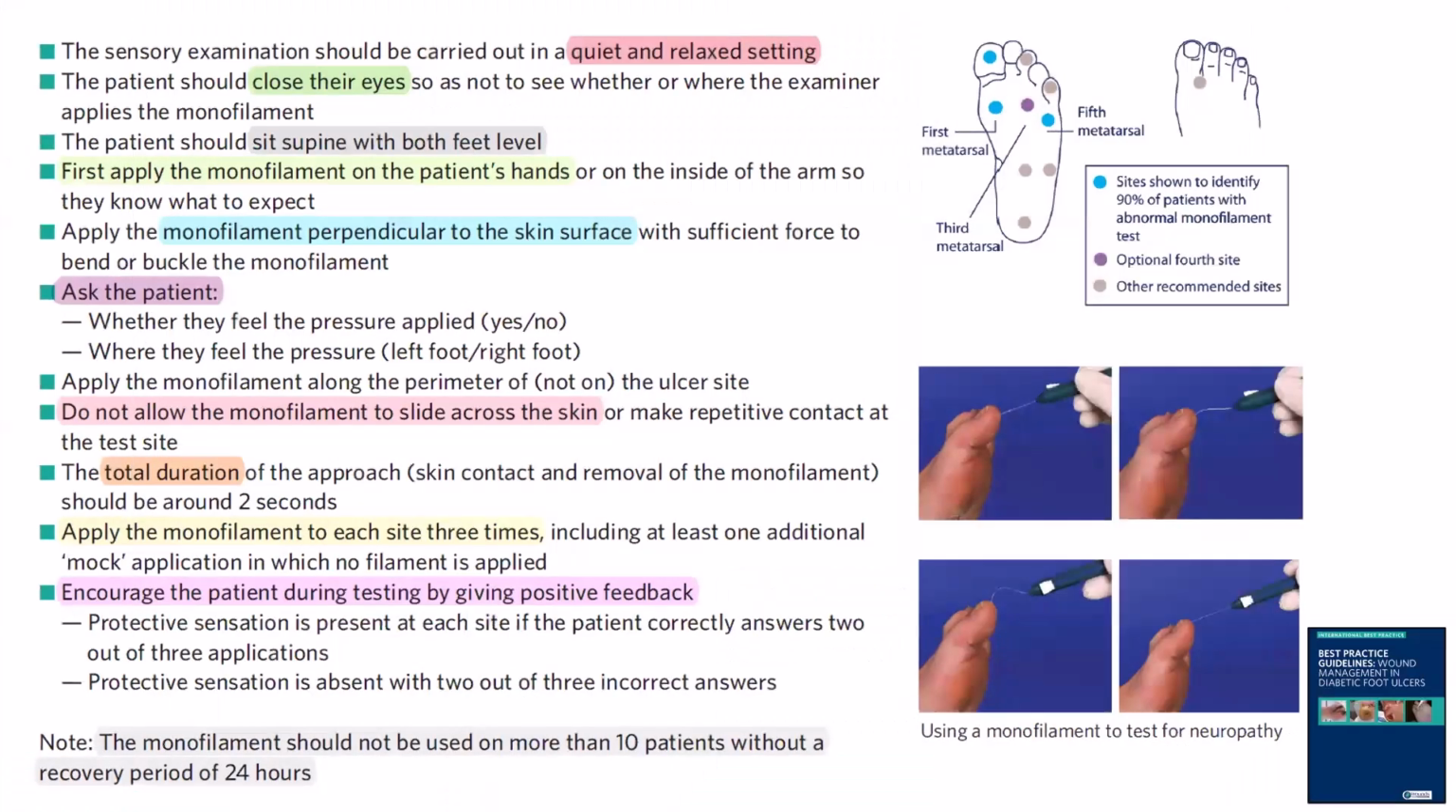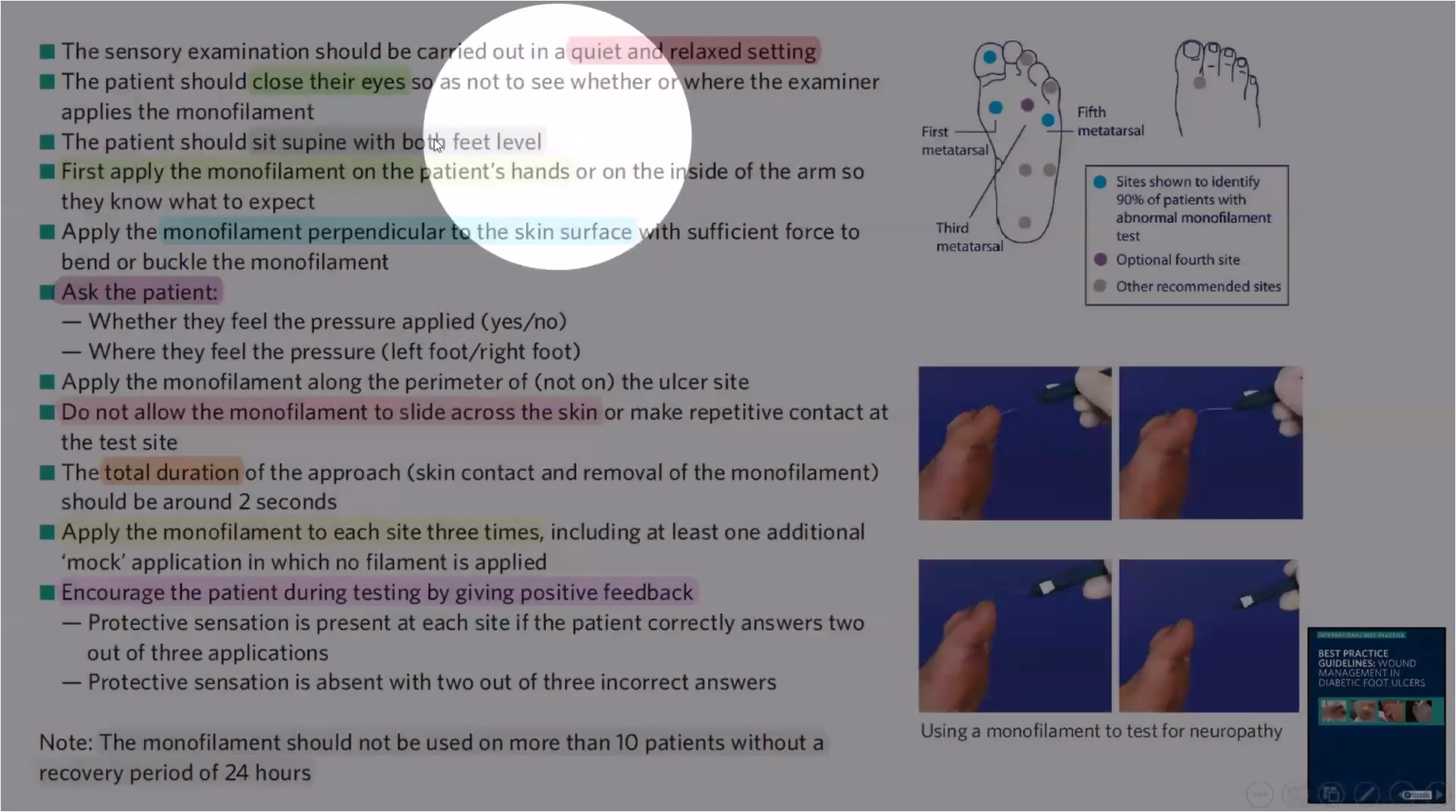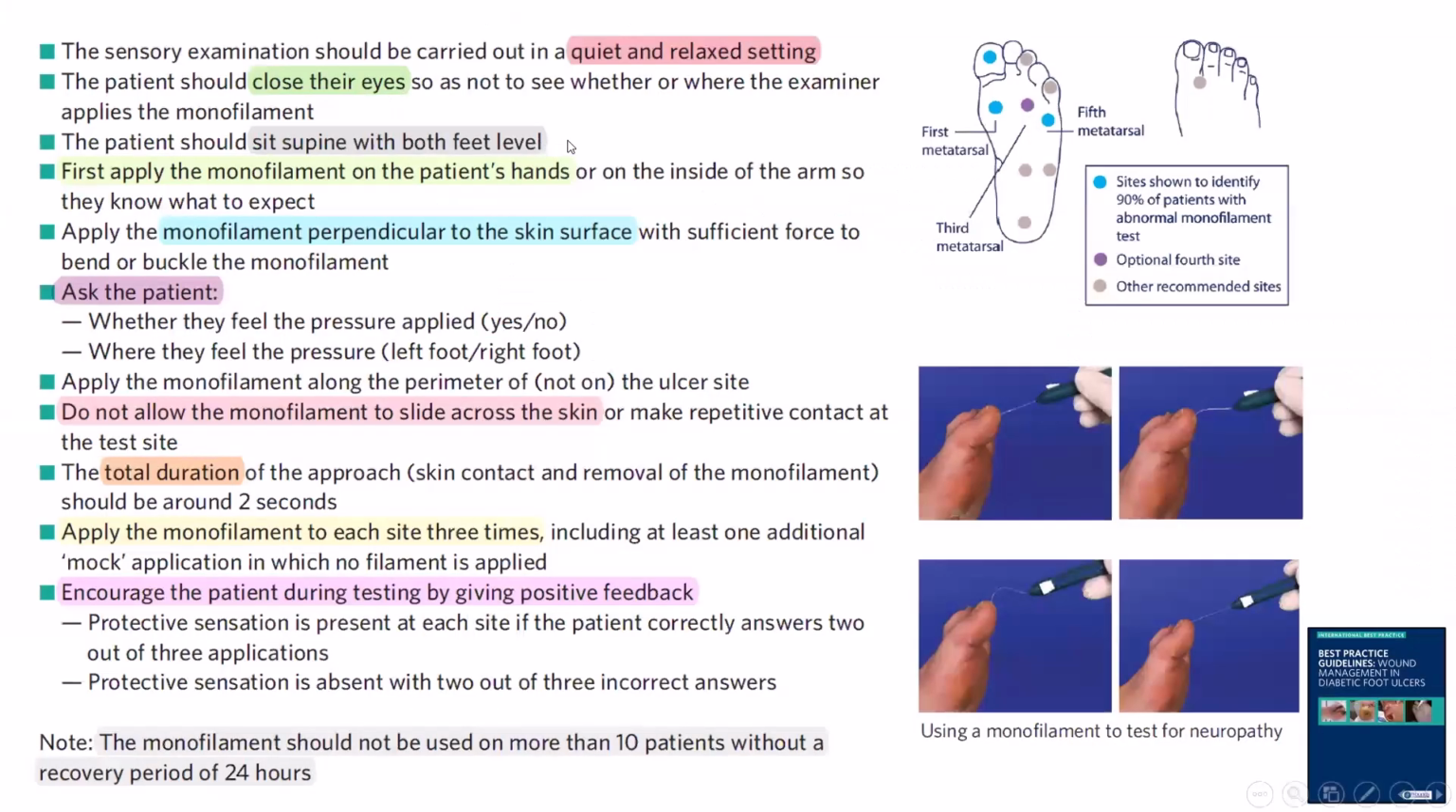This is how we do the 10-gram monofilament test, and actually this is from the book Best Practice Guideline: Wound Management in Diabetic Foot Ulcer. The sensory examination should be carried out in a quiet and relaxed setting. The patient should close their eyes. The patient should lie supine with both feet level.